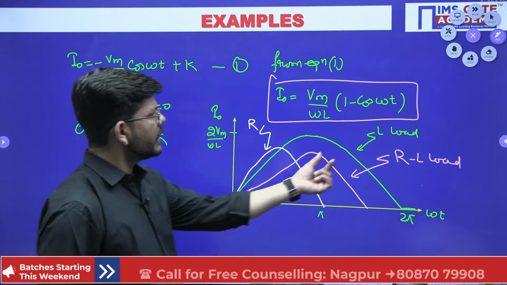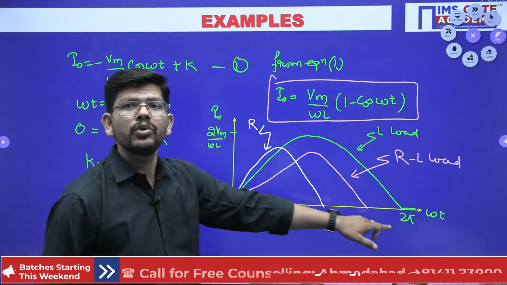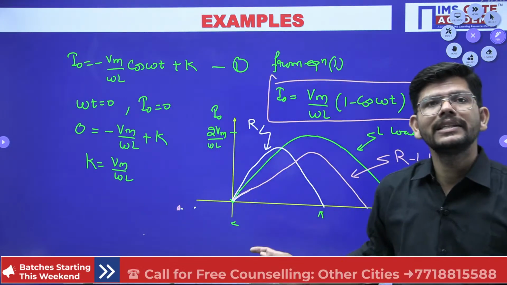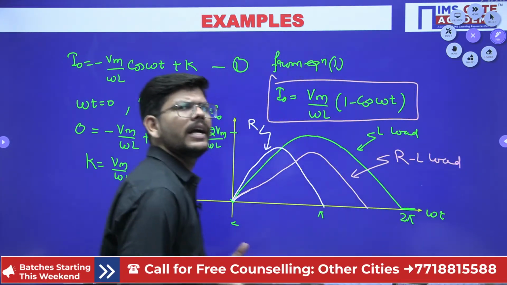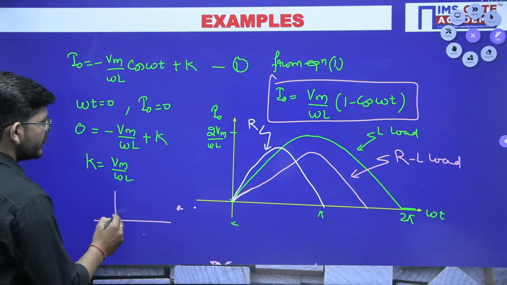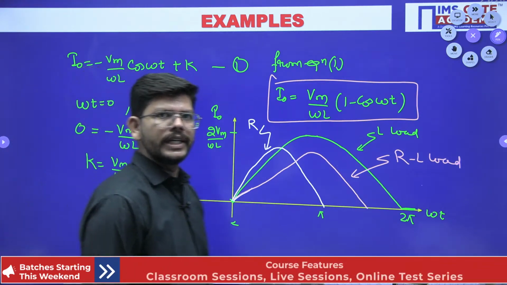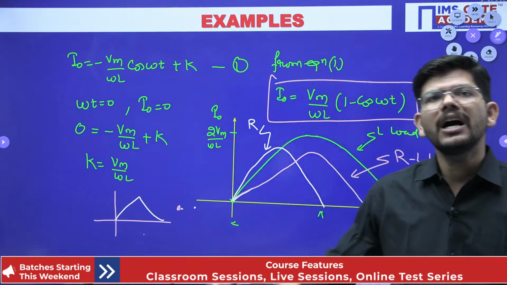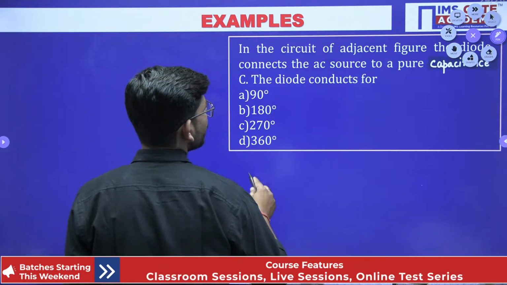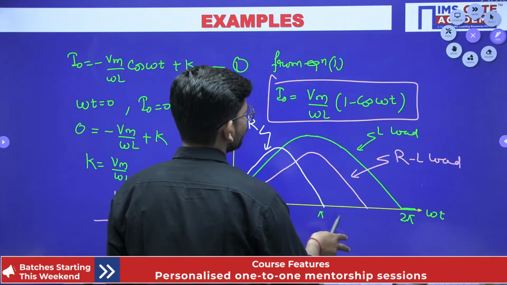So if it is an RL load, the diode could have conducted in between pi and 2 pi, isn't it? This is how you can analyze these circuits. What will be the shape of current in the RL case? You very well know this, isn't it? This could be the shape of current in case of an RL load. So we have got the answer. The diode will be conducting for what duration? It will be conducting for 360 degrees.